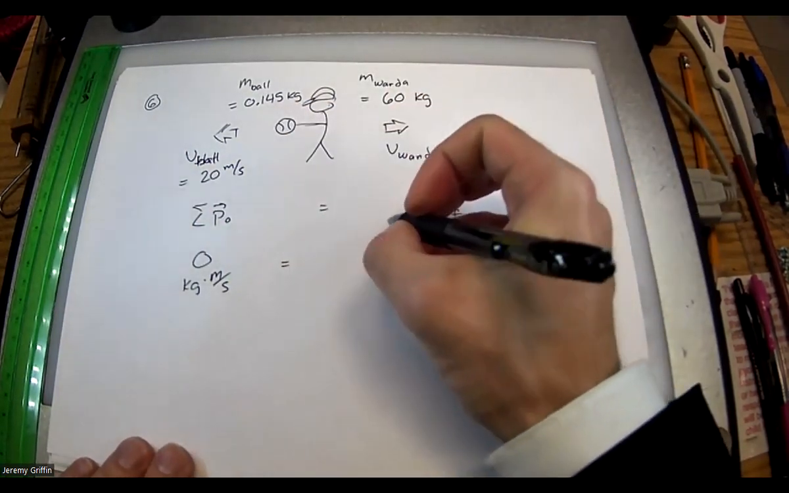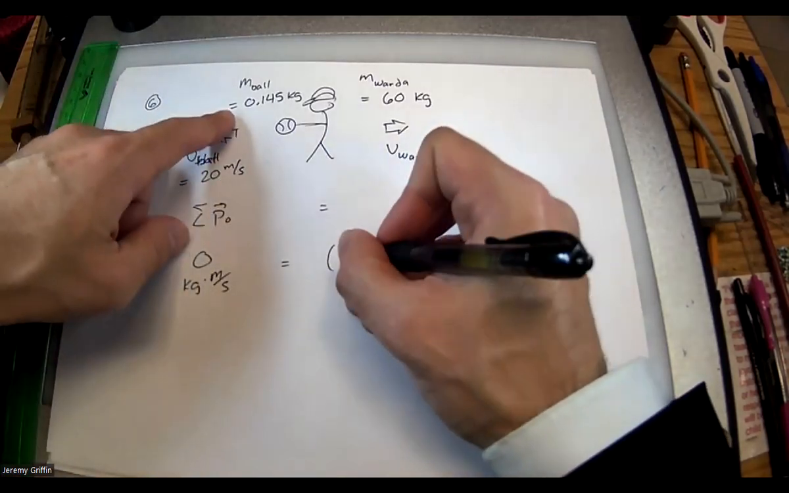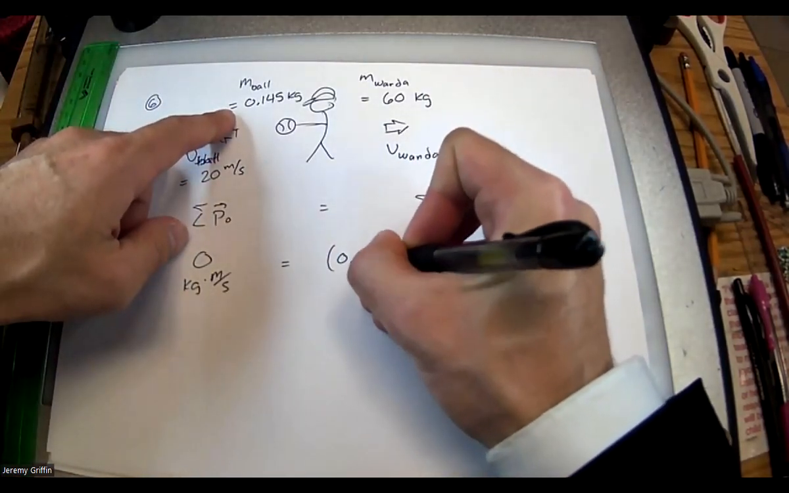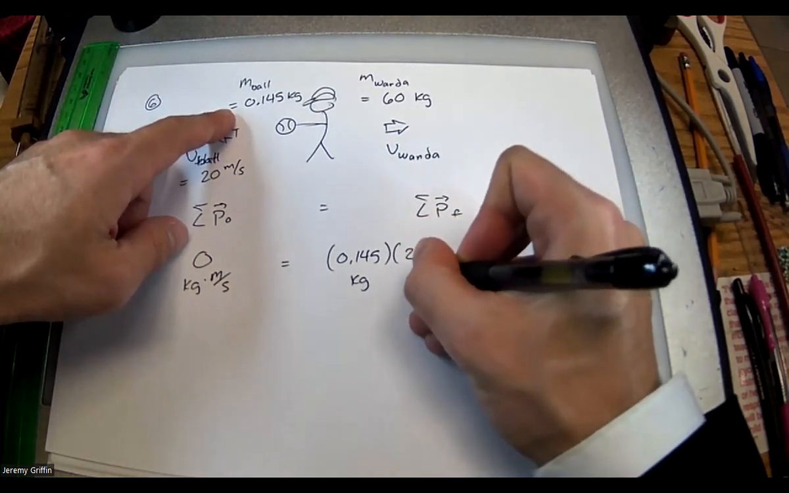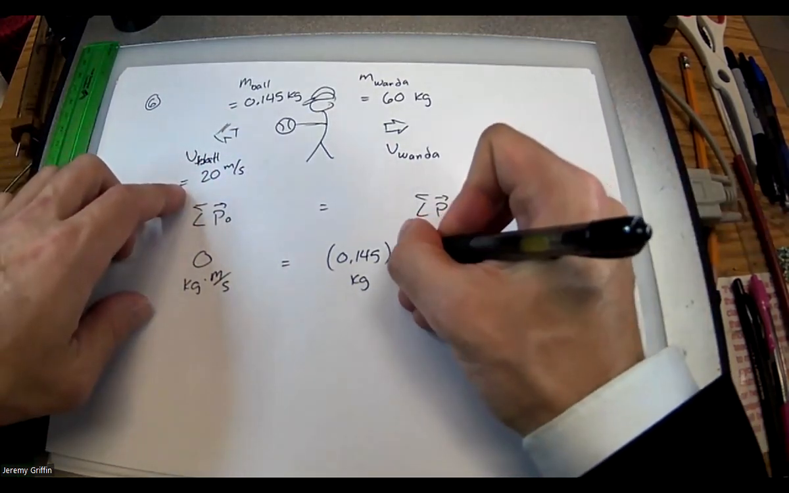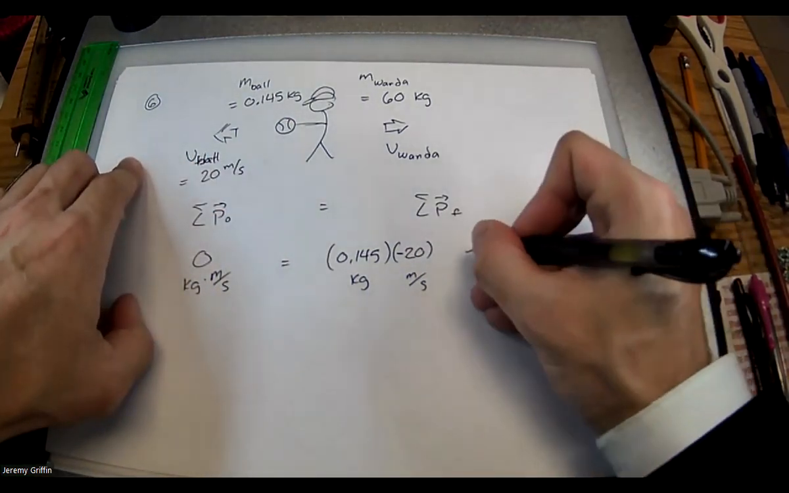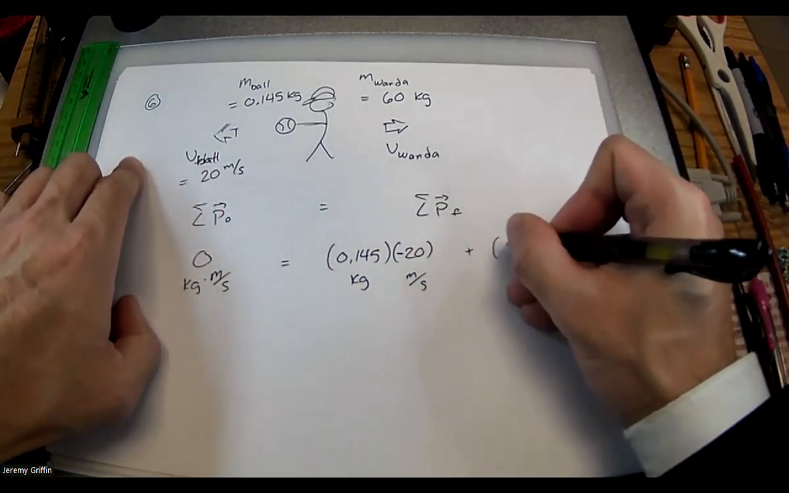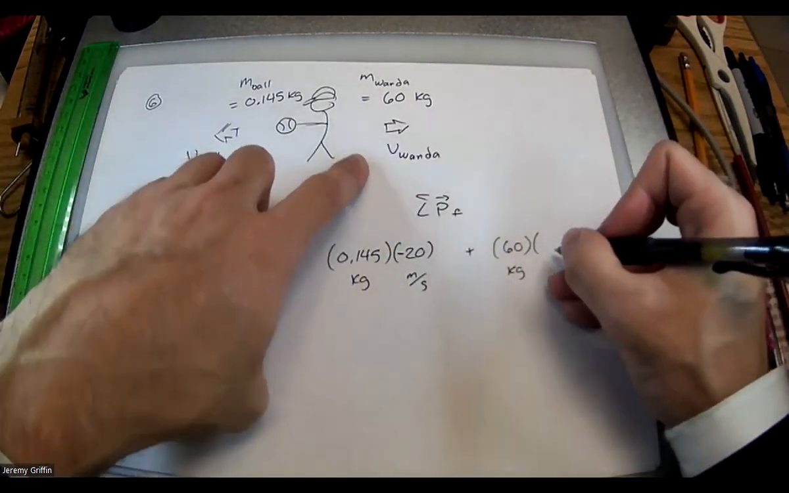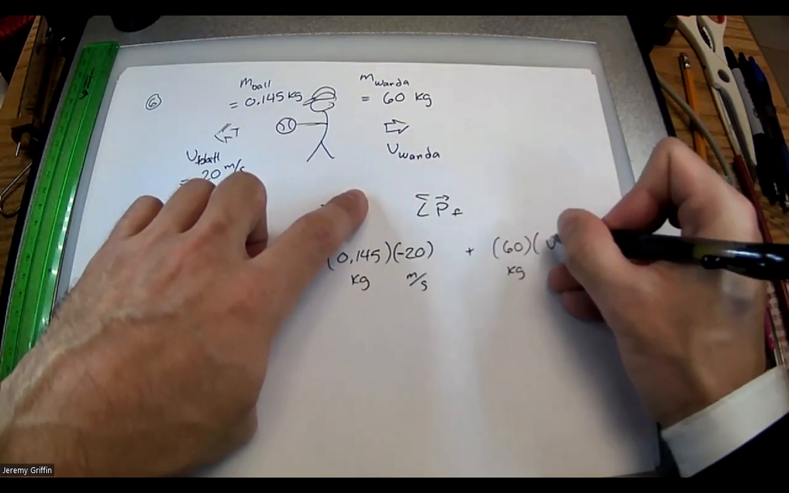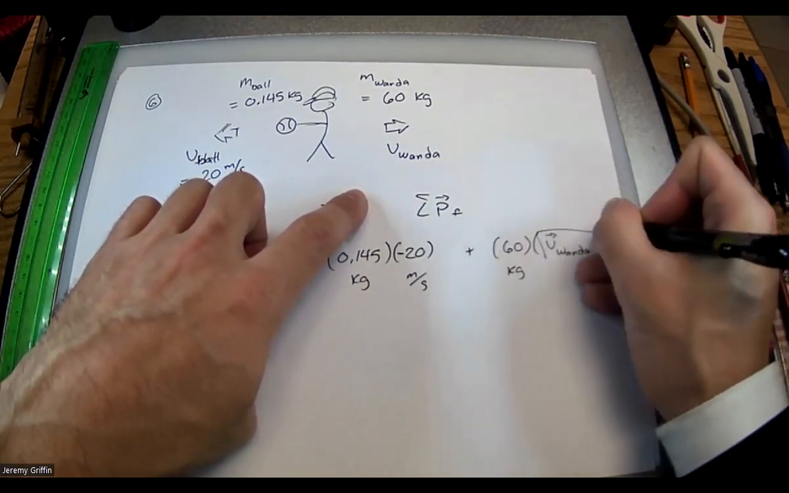So say equals to, let's just plug in masses and velocities right here. So we got mass of the ball, 0.145 kilograms, going at 20 meters per second. Yeah, I'll call this negative 20. How about that? Negative 20 meters per second. Okay. Oh, to the left. Okay. Plus mass of Wanda, 60 kilograms, going at, well, we don't know how fast. Call it V sub W. Yeah. That's what we're solving for.